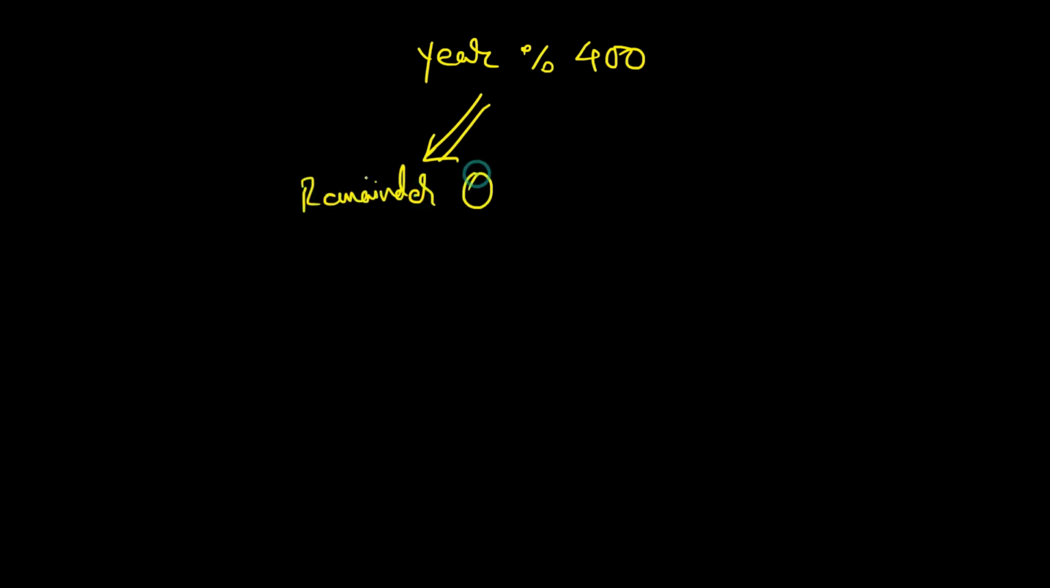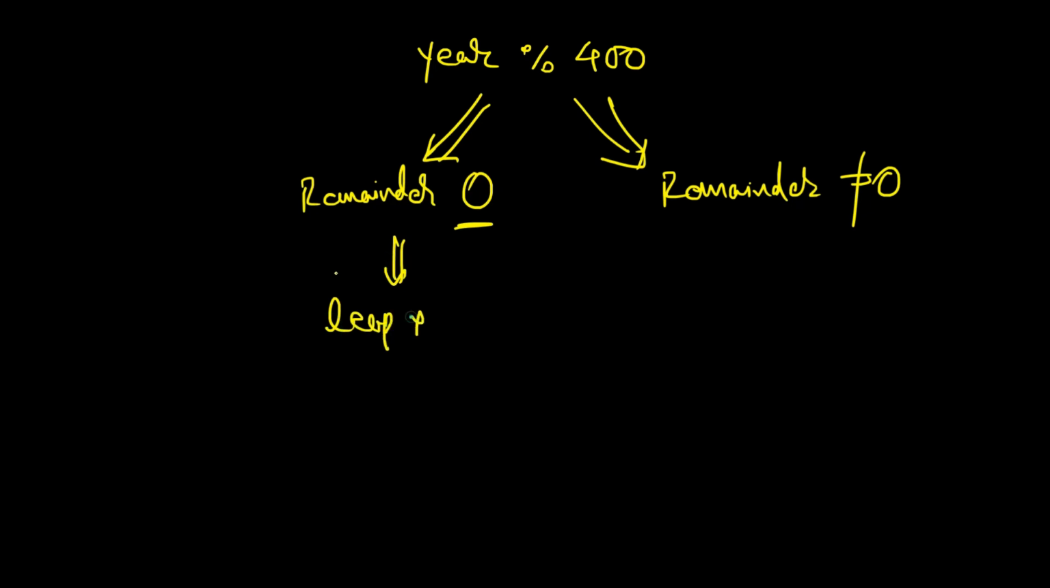So first of all, we have to divide the year by 400 and find the remainder. In that case, either we get remainder 0 or we get remainder not equal to 0. Let me write in a different way. Year modulo 400. There is a chance the remainder is 0 or the remainder is not equal to 0. If it is 0, it is definitely a leap year.